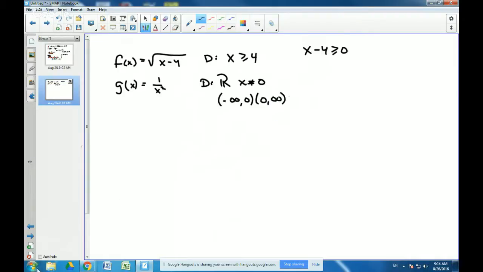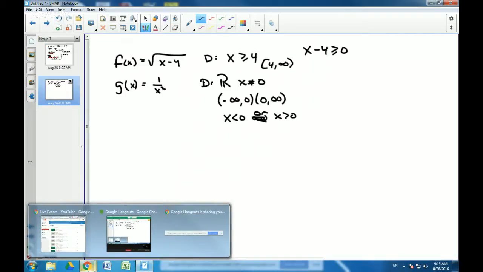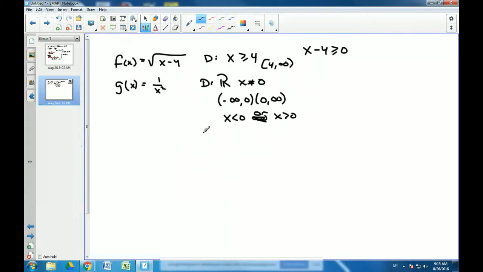Two sets. This means 0 is not included. This one would be 4, and 4 is included. X has to be greater than or equal to zero. Here we could do x less than 0 and x greater than 4. You have options, just write x not equal to 0, though. That's fine too. There are all these.